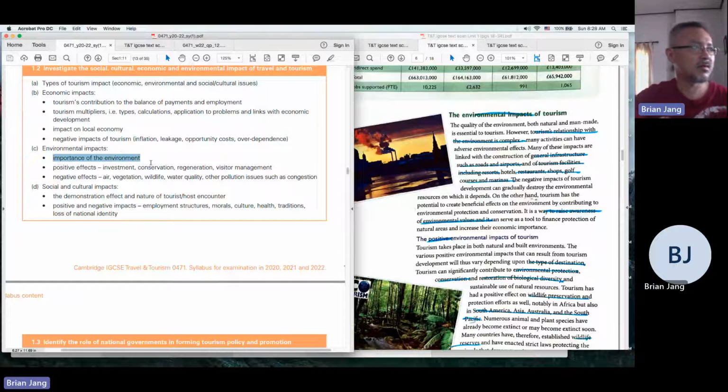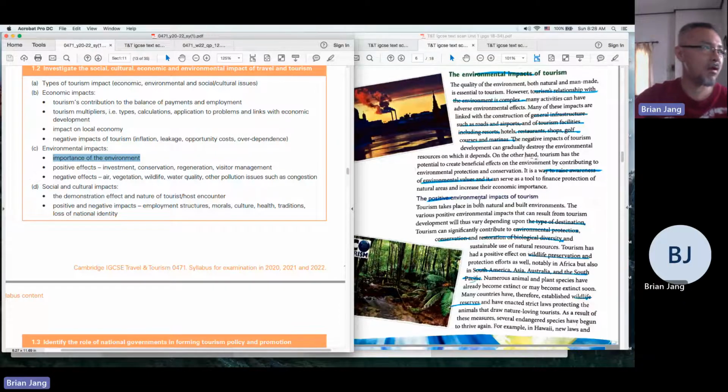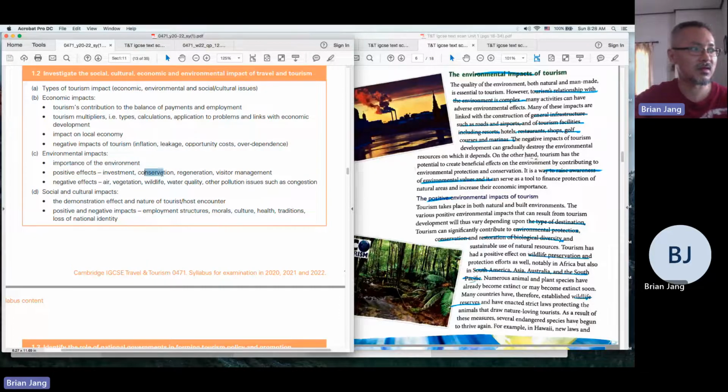What is the importance of the environment? If you don't have the environment, a lot of times you don't have much to see, and you don't have anything to invest in. In terms of positive effects, you have investment, which is the government being able to use the tax revenue money to invest in conservation, regeneration, and visitor management. So you have a nice environment, but you need to be able to keep it for a long time.